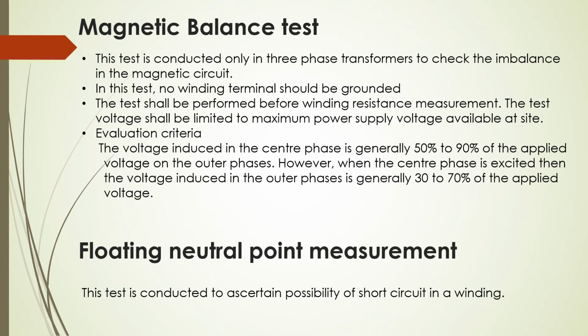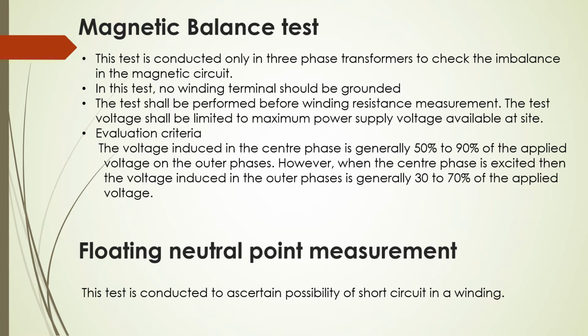Magnetic balance test. This test is conducted only in three-phase transformers to check the imbalance in the magnetic circuit. In this test, no winding terminal should be grounded. The test shall be performed before winding resistance measurement. The test voltage shall be limited to the maximum power supply voltage available at site.